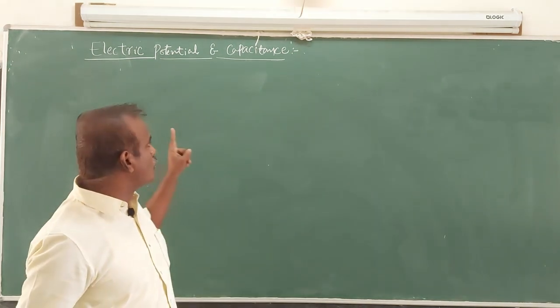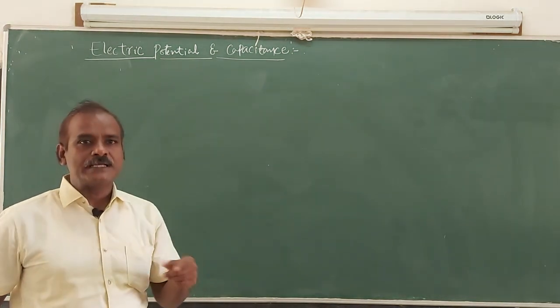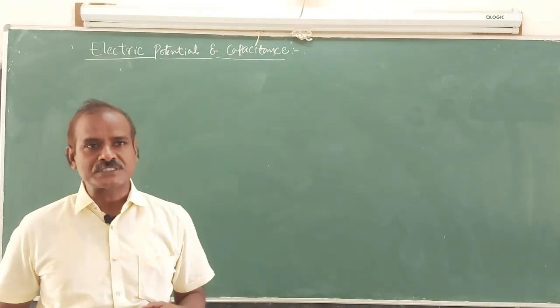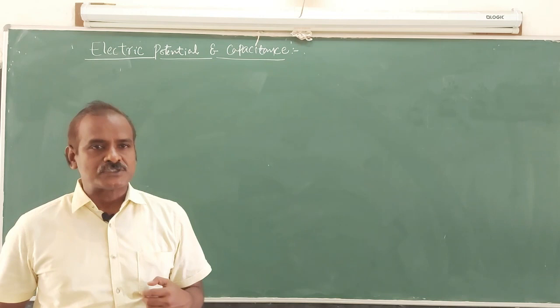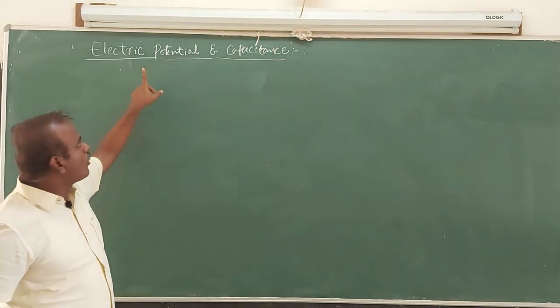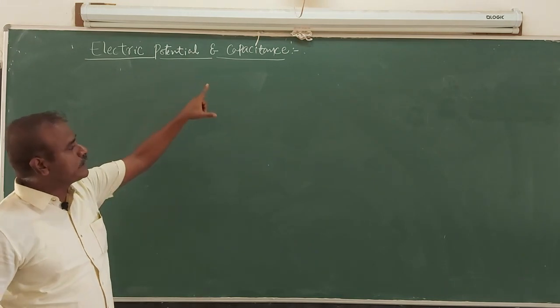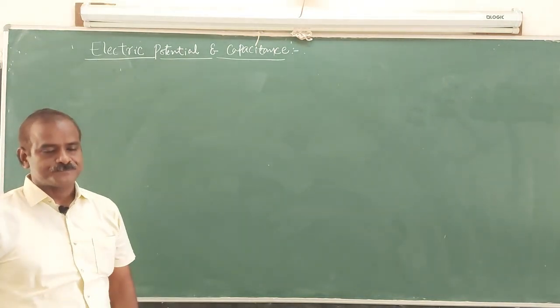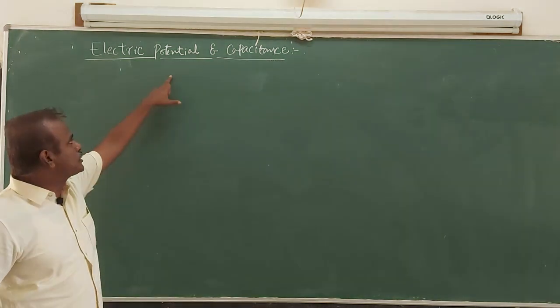And in chapter 2, we are continuing the discussion of electric charge properties. We will discuss the other properties of electric charges, essentially the one property called electric potential, followed by capacitance, which we learn in chapter 2. So what is electric potential?